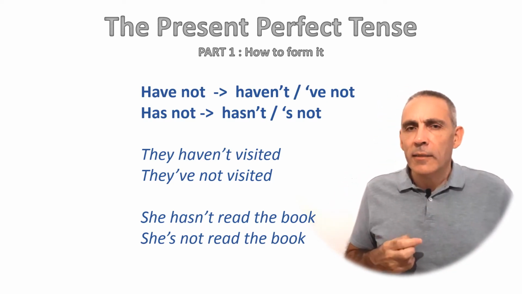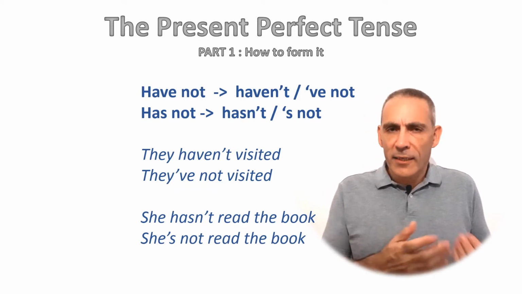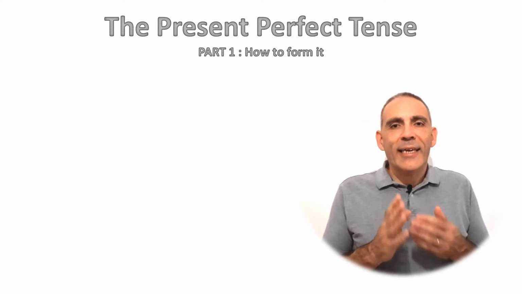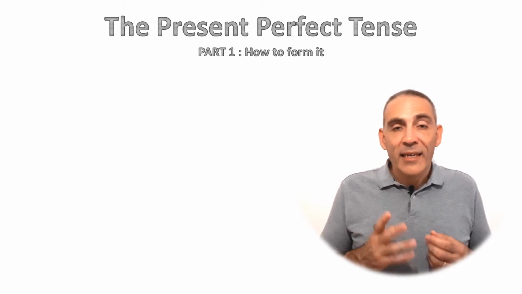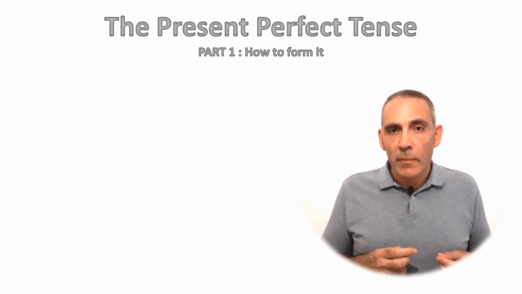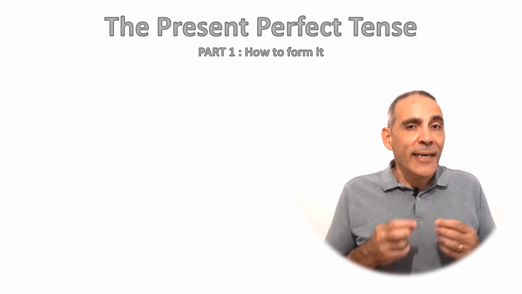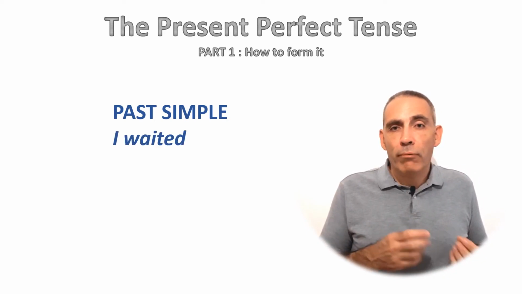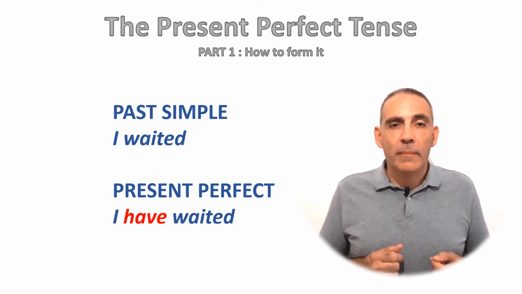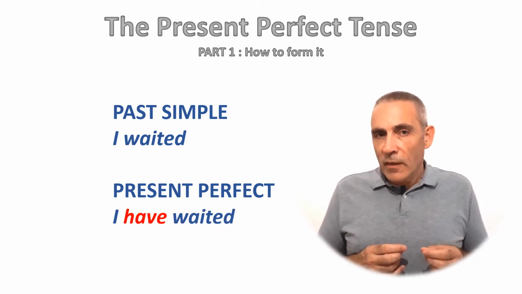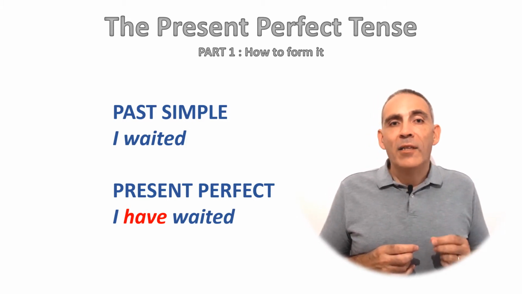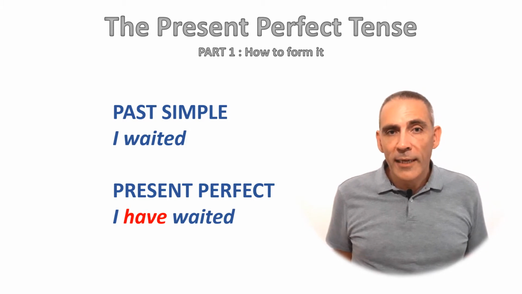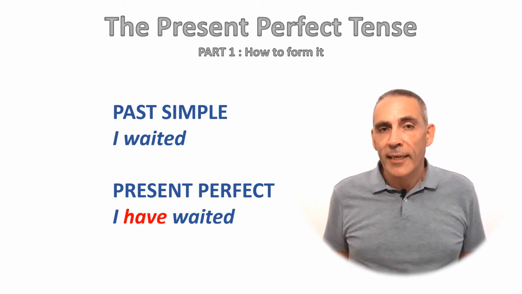You'll probably recognize the past participle of regular verbs from another tense, the past simple. In the past simple tense, we also add ed to regular verbs, but in this case, we don't use an auxiliary verb. So for regular verbs, the past participle is the same as the past simple. Past simple, I waited. Present perfect, I have waited. The auxiliary verb tells you that it's the present perfect and not the past simple. We'll talk more about the differences between the past simple tense and the present perfect tense in some later lessons.